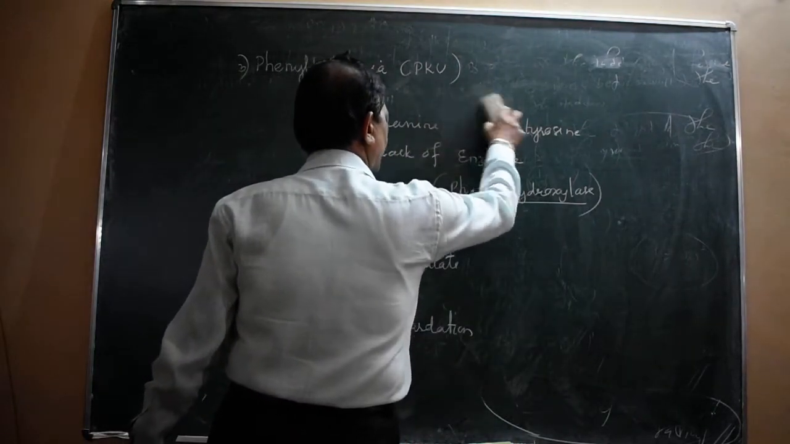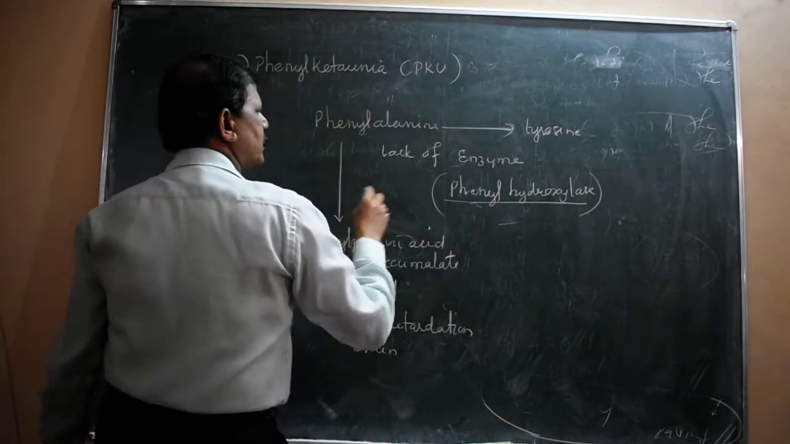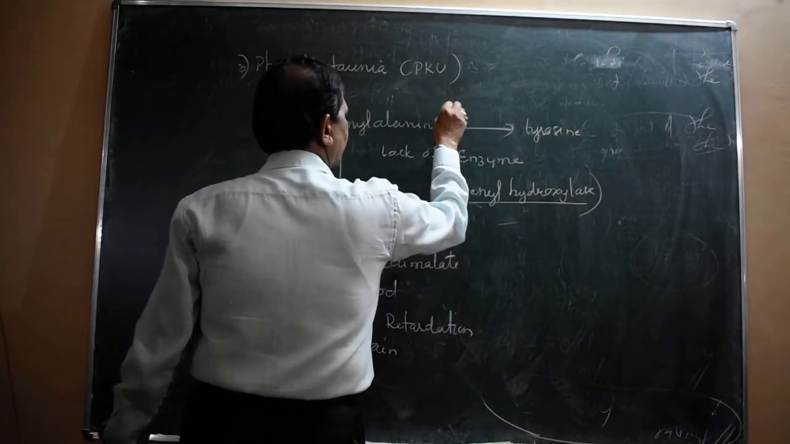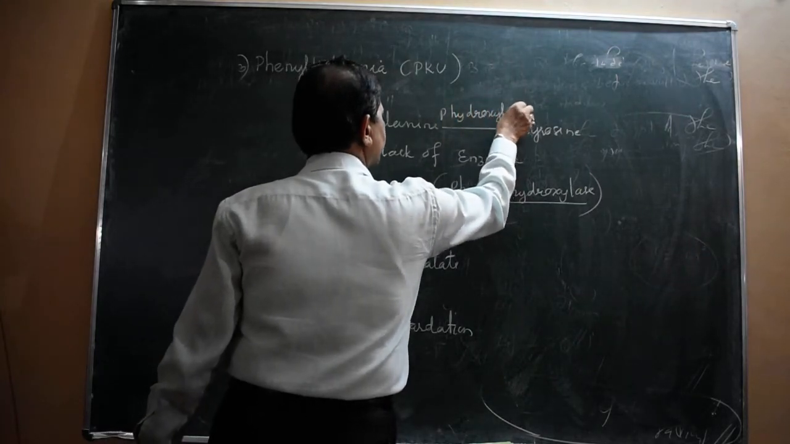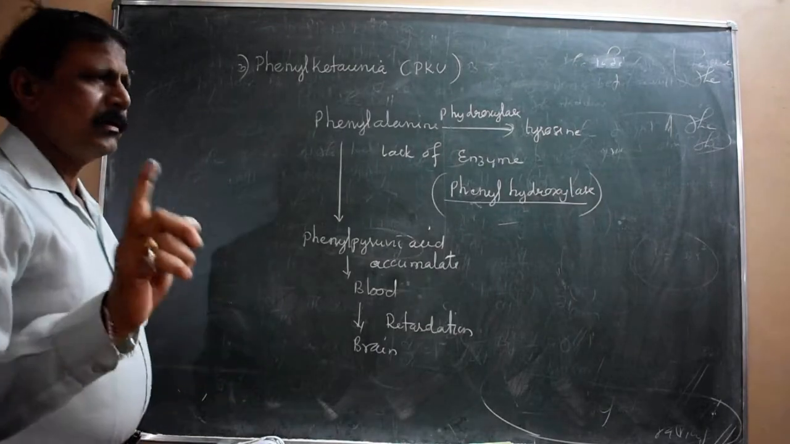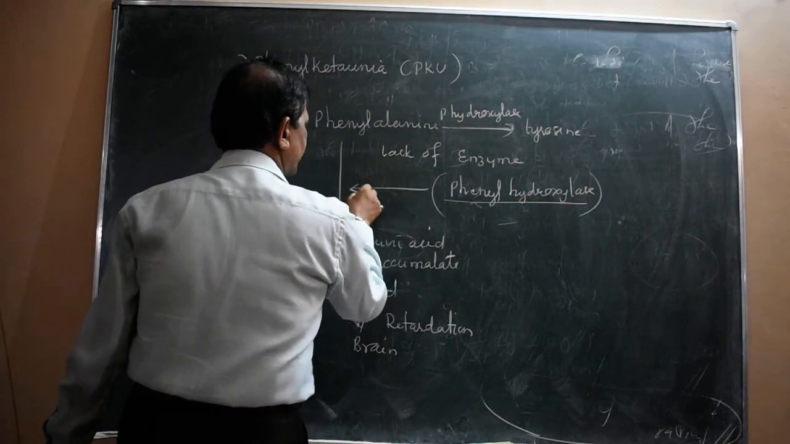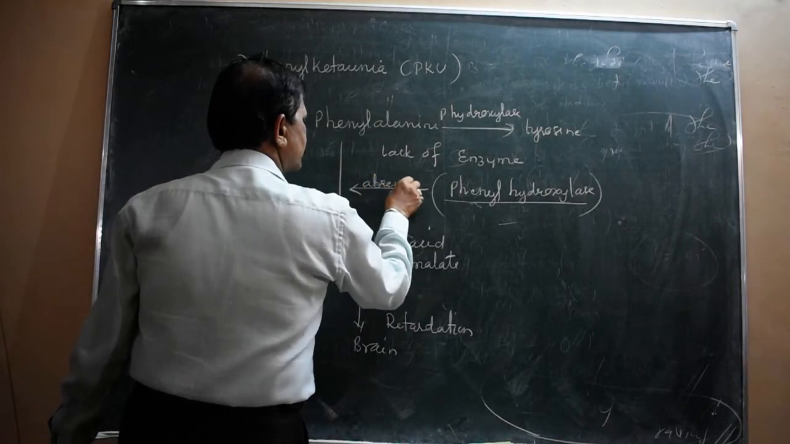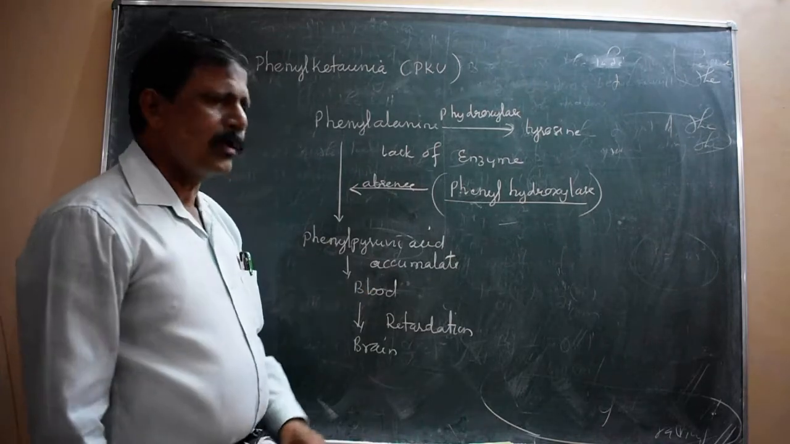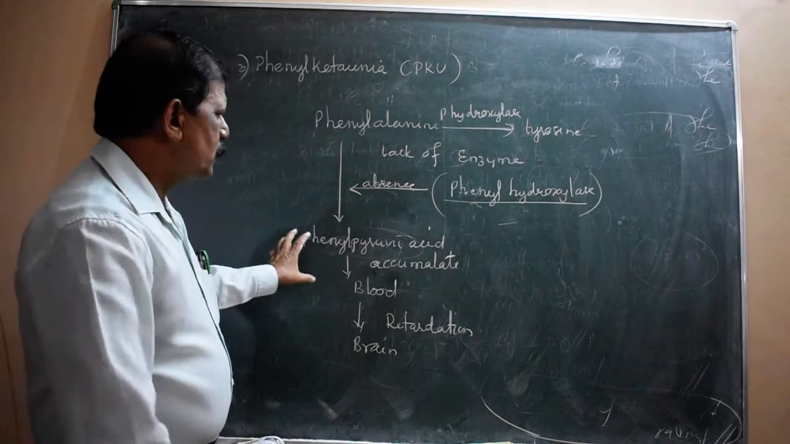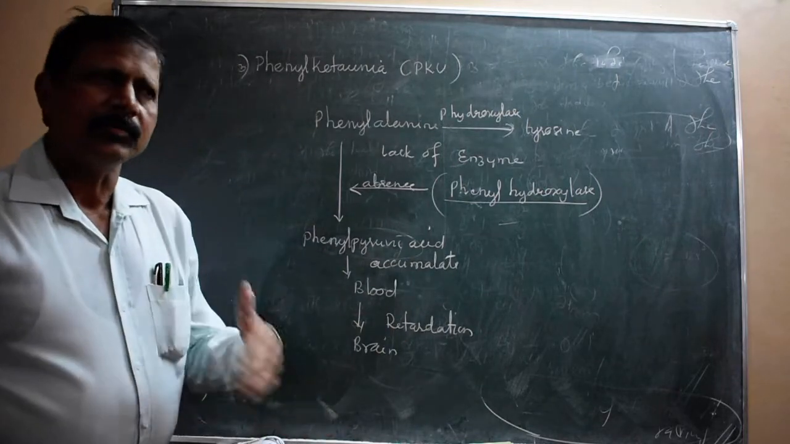In the normal form, what happens? Phenylalanine is converted into tyrosine in the presence of the enzyme phenylalanine hydroxylase. But in the absence of this enzyme, phenylalanine is converted into phenylpyruvic acid, and slowly that gets accumulated in the blood.